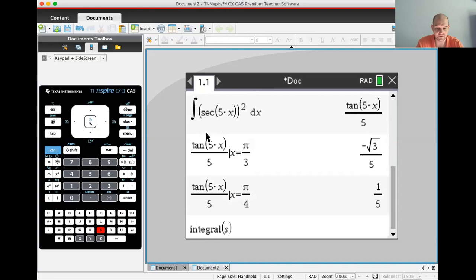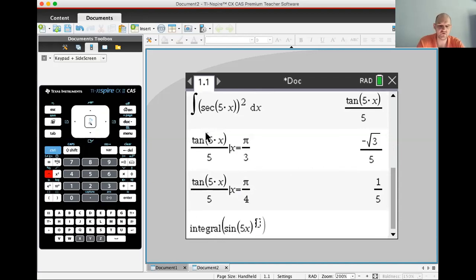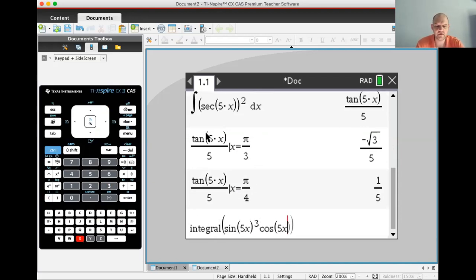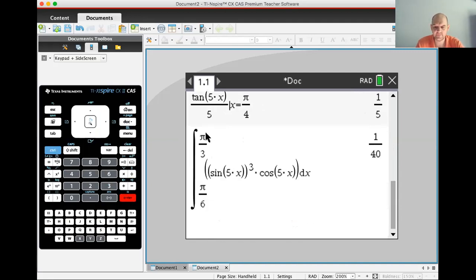The last one's the one I was actually worried about. Sine of 5x. So let's see. Sine of 5x, x from pi over 6 to pi over 3, 1 over 40. All right, so we got that for a reason.